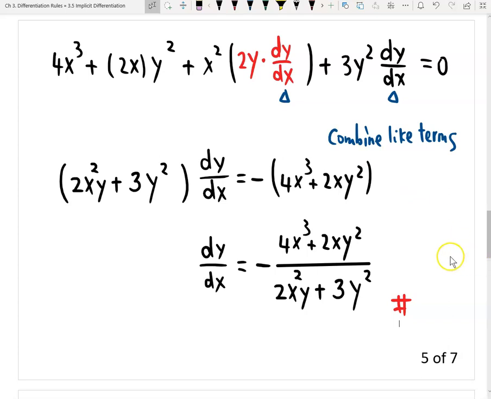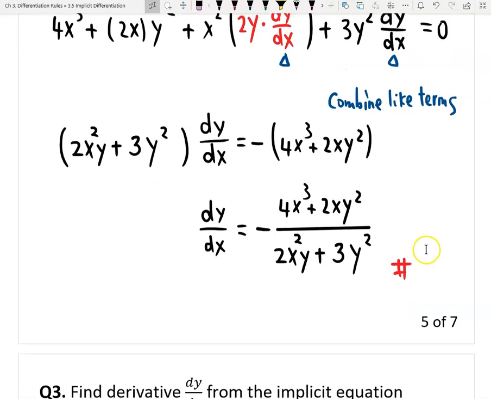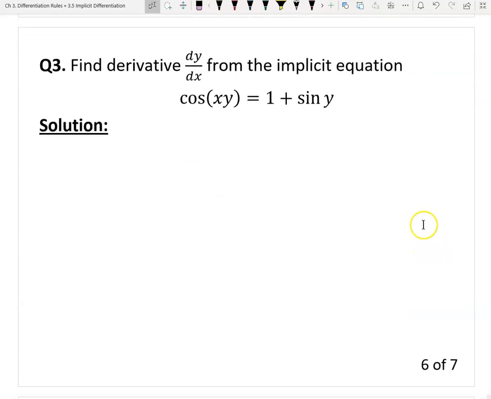Look at these questions, almost the same as the first question, right? First, take the differentiation. Second, solve the linear equation, so we get what we need. Let me work one more question.